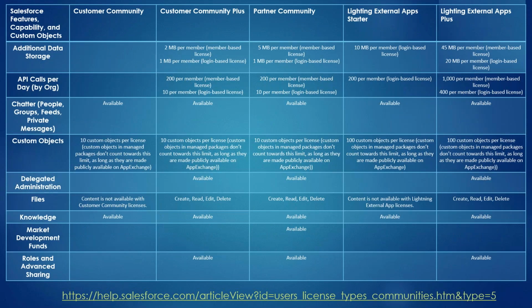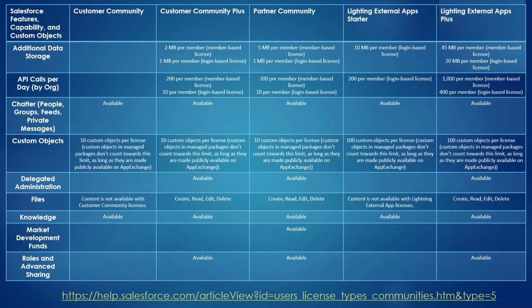But what you talked about is the standard objects. What about the other things within each community? From the additional data storage point of view, the Lightning external apps is the richest, 45 MB compared to the partner community's 5 MB. The API calls are also quite a bit higher in the Lightning external apps compared to the others. For custom objects, the Lightning external apps and the Lightning external apps plus have 100 custom objects.